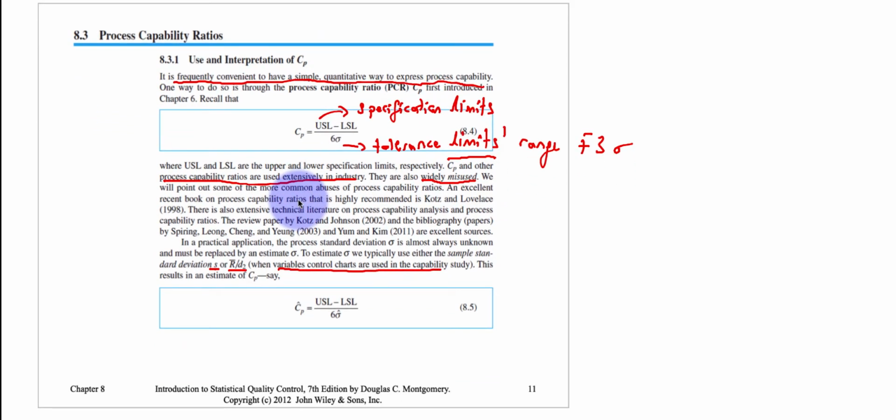So finally, let's talk about the process capability ratios. It is frequently convenient to have a simple, quantitative way to express the process capability. Okay. For this purpose, we can use the process capability ratio. What is the process capability ratio? The process capability ratio is that we are dividing the specification range by 6 sigma. And 6 sigma here, because we are taking 3 sigma from the upper side and 3 sigma from the lower side.